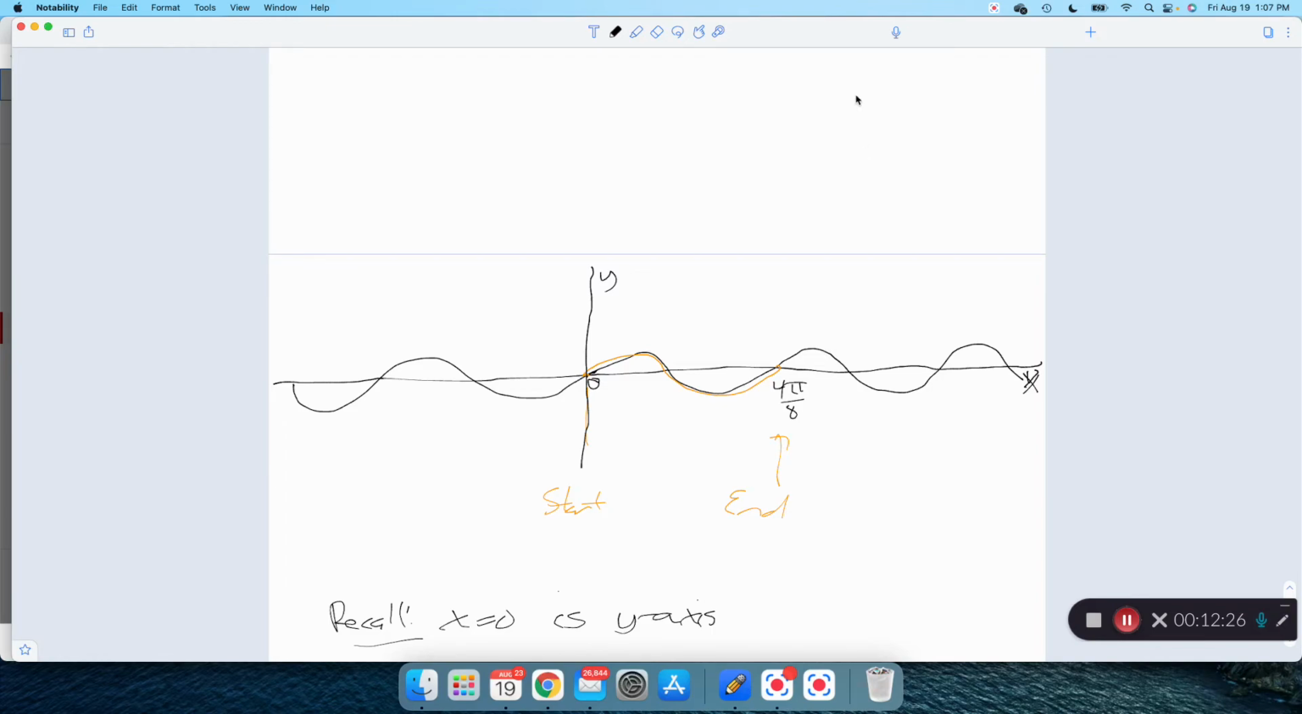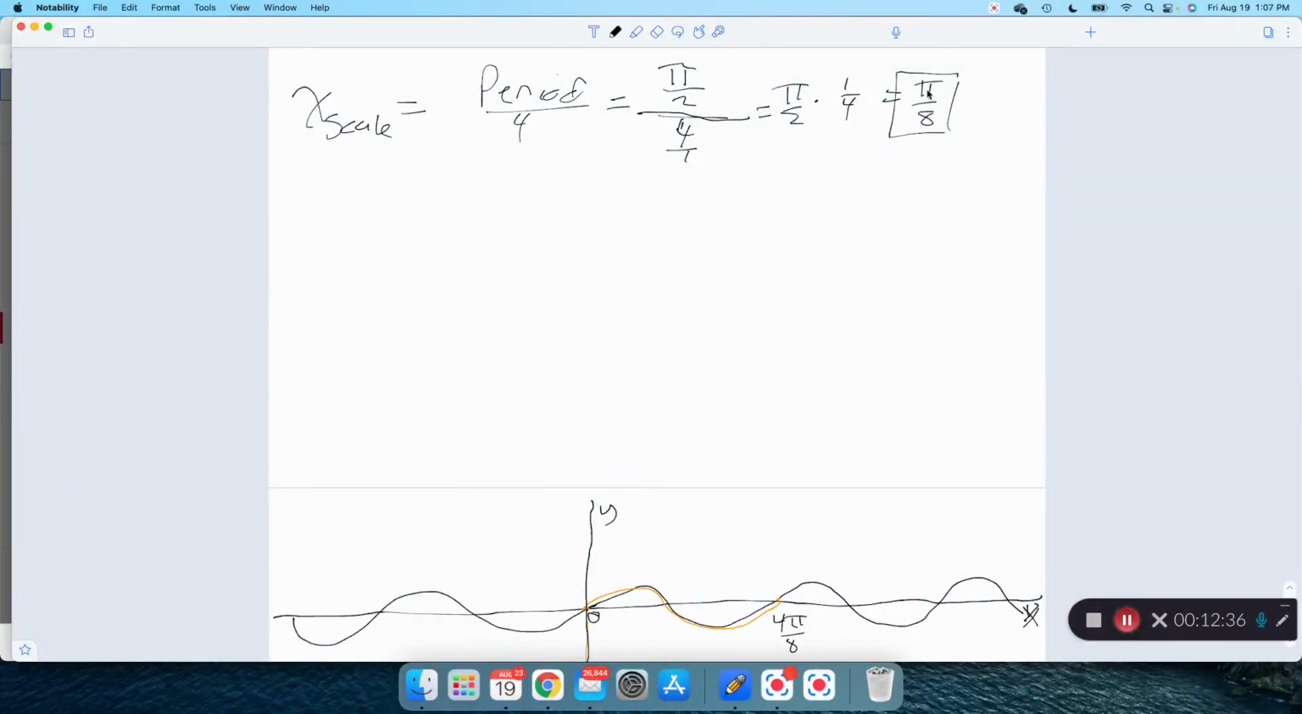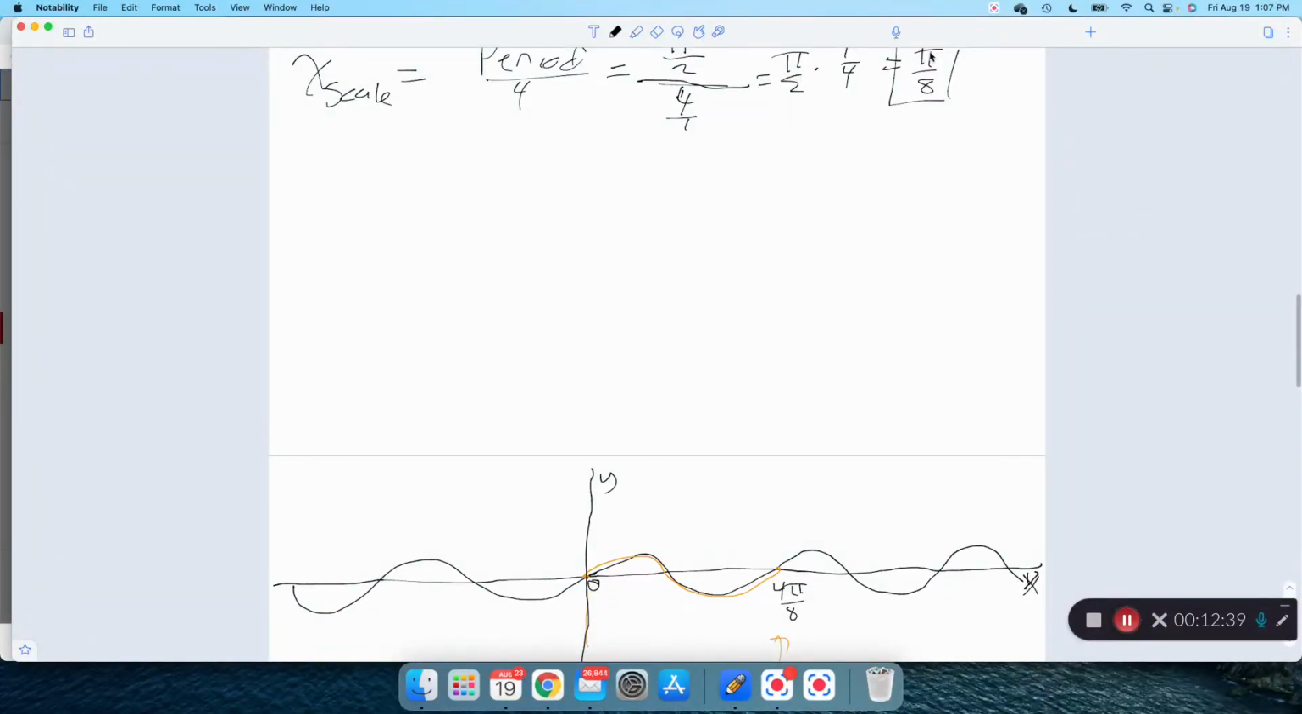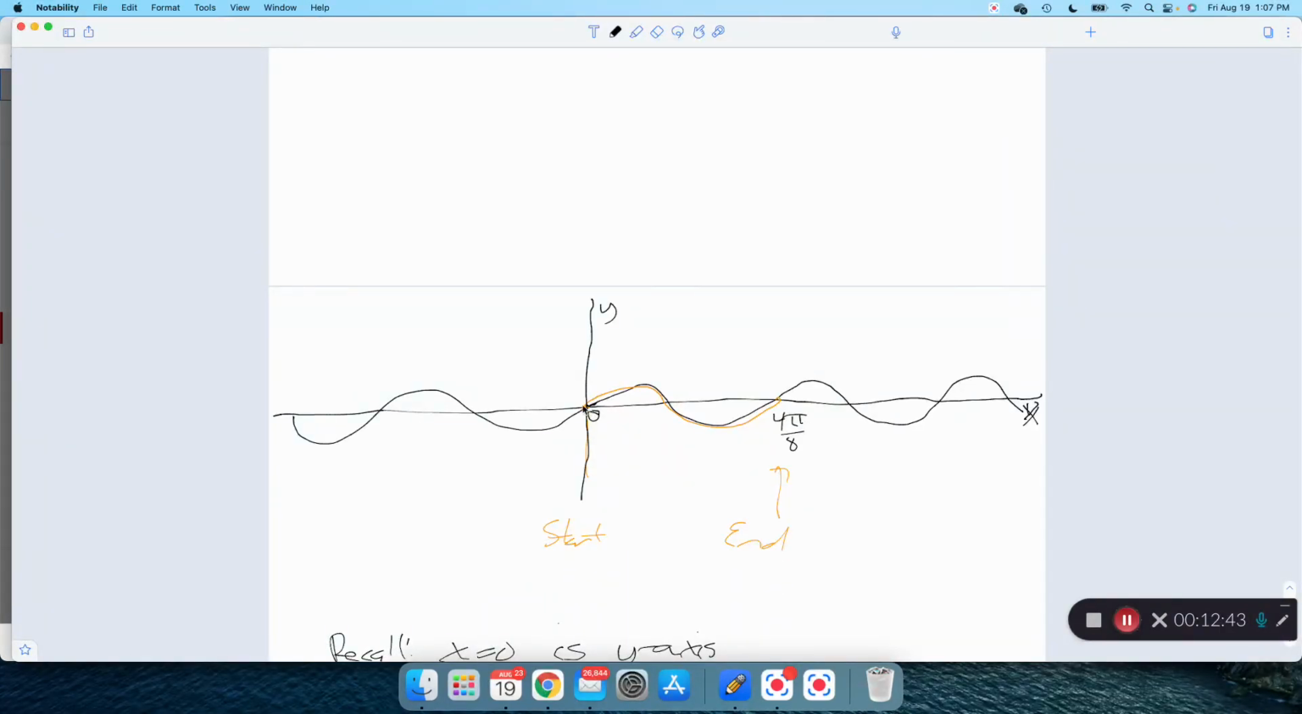Remember, we're always going to be labeling every crest, every trough, and every intercept. And our scale tells us how to label those, what we're counting by. Here we're counting by pi over 8. So starting from 0, there's an intercept. Here's a crest. Here's the next intercept. Here's a trough. That's one period there. 1, 2, 3, 4. Then I'm on to the next period. This guy here goes with the next cycle.